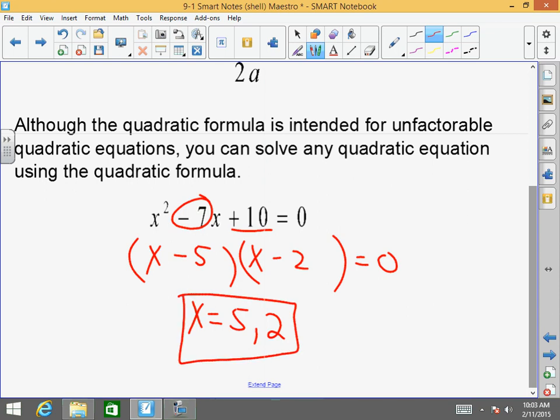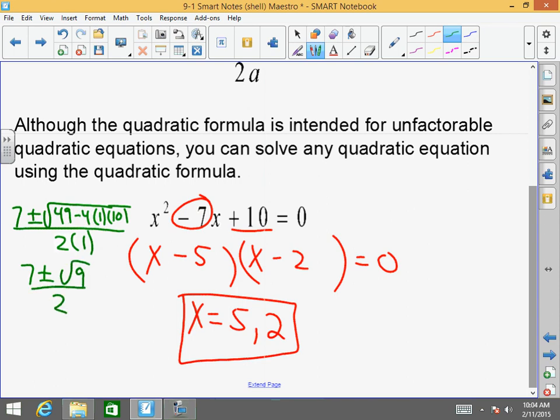However, if I wanted to put this into the quadratic formula, it would have worked. If I plugged it in, it would have been negative b, which is 7, plus or minus the square root of b squared, which is 49, minus 4 times a times c, over 2a. This would have been 7 plus or minus the square root of 49 minus 40, which is the square root of 9, over 2. 7 plus or minus 3, because the square root of 9 is 3, over 2. Then I have two sets here. I have 7 plus 3 divided by 2, which is 5. And I have 7 minus 3, which is 4 divided by 2, which is 2.